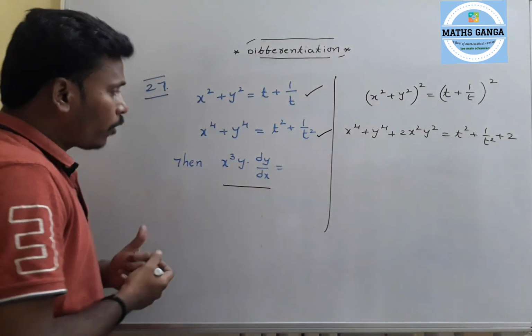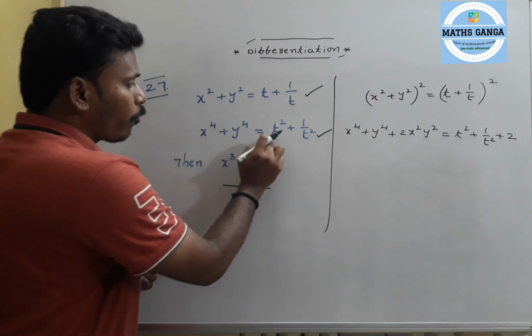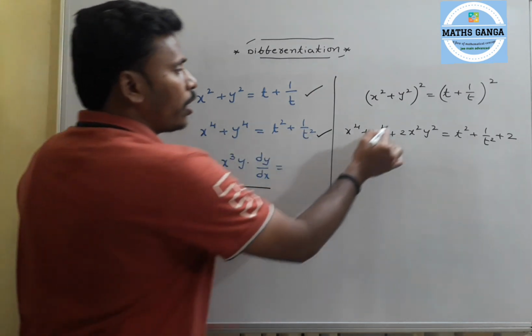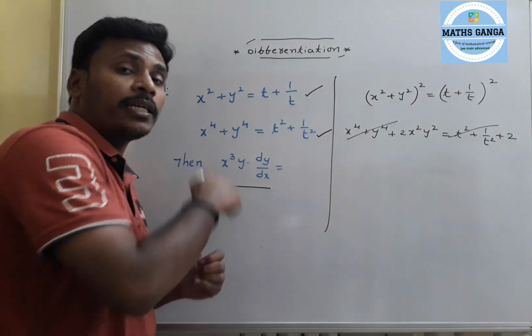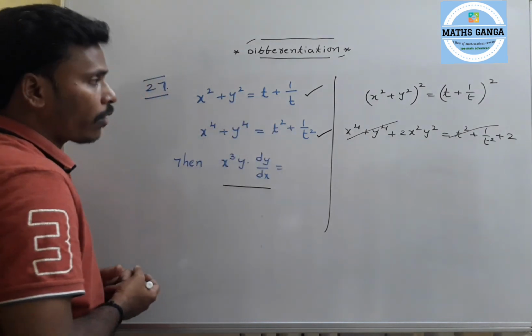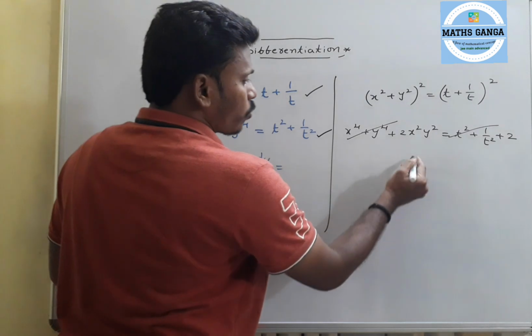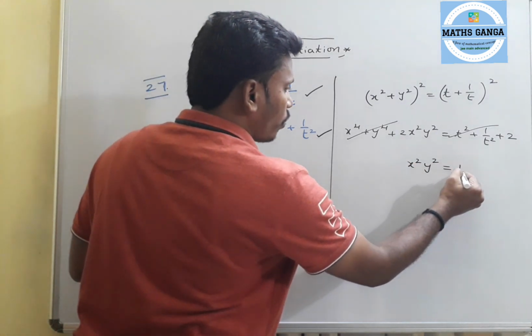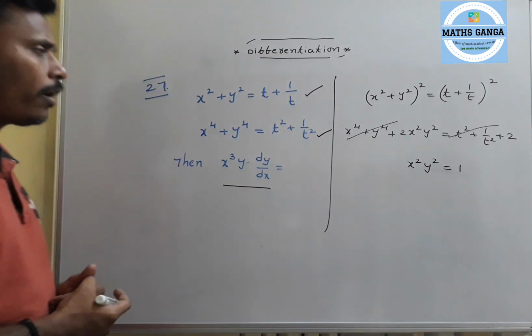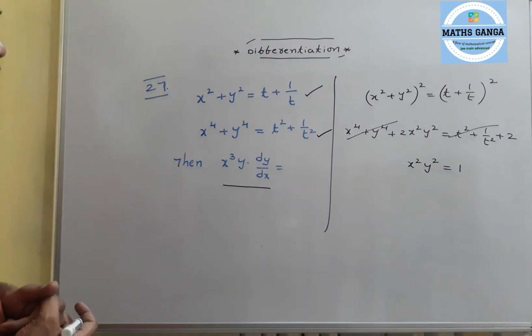Okay. Now just observe this: x power 4 plus y power 4 is t square plus 1 by t square. So just cancel out this x power 4 plus y power 4 on the left side and t square plus 1 by t square on the right side. Now this is 2x square y square is 2. Then we are left with x square y square is equal to 1. Okay. So we have that x square y square is equal to 1.